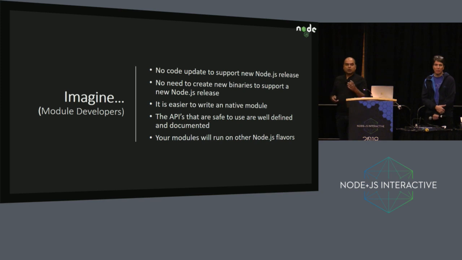Imagine if you are a module maintainer yourself. Imagine that there's no code update required or no new binaries you have to create to support a new Node version. It's easier to write native modules. The APIs that are available for writing native modules are safe and well-defined and well-documented. And your modules will run on different flavors. So these are the things you should expect from a mature enterprise-ready platform. And we are not there yet.